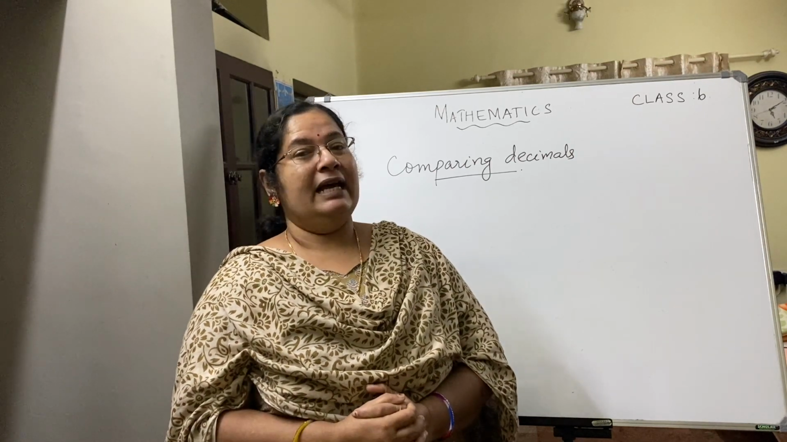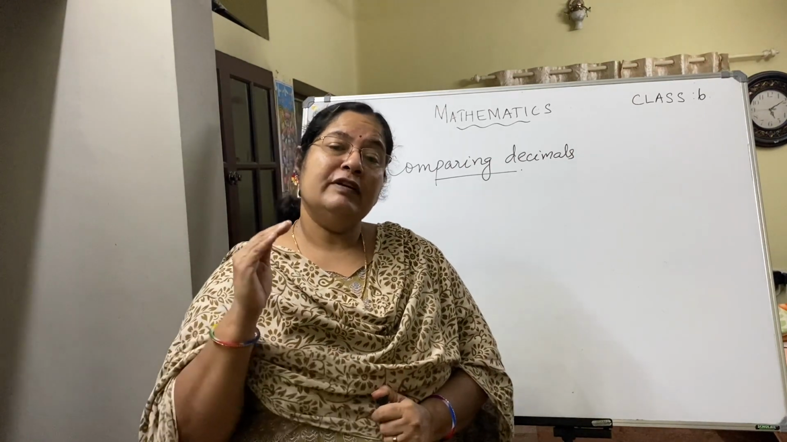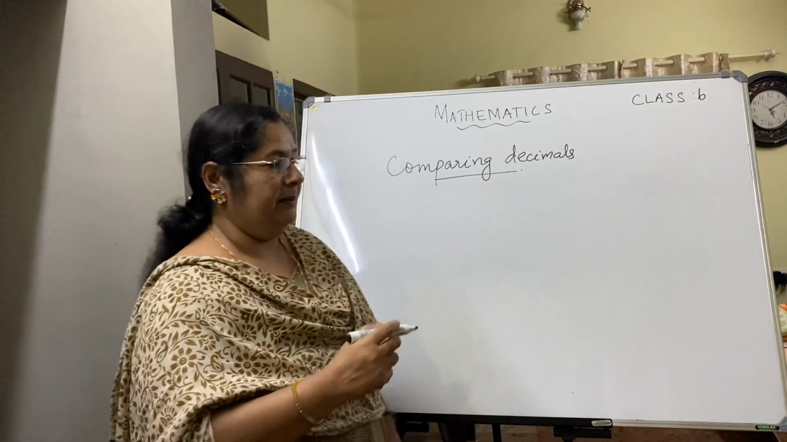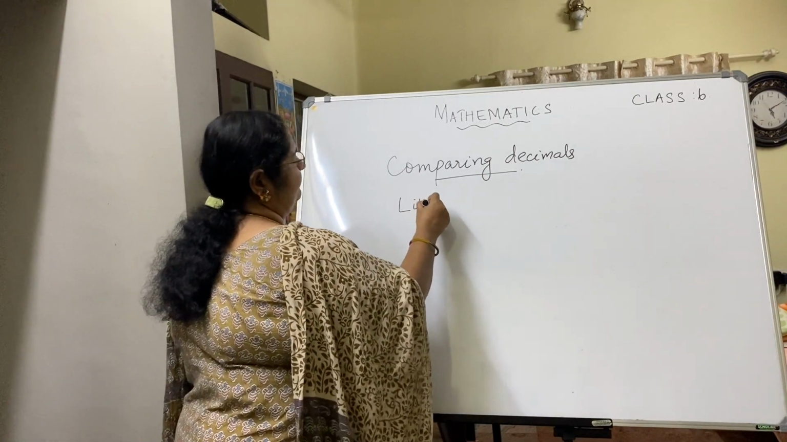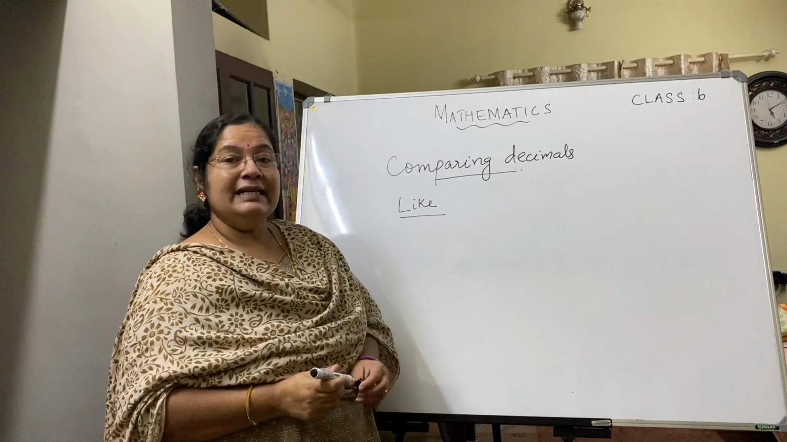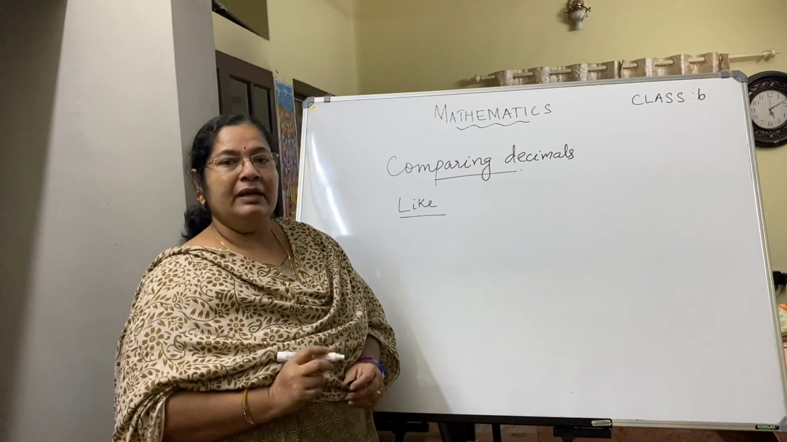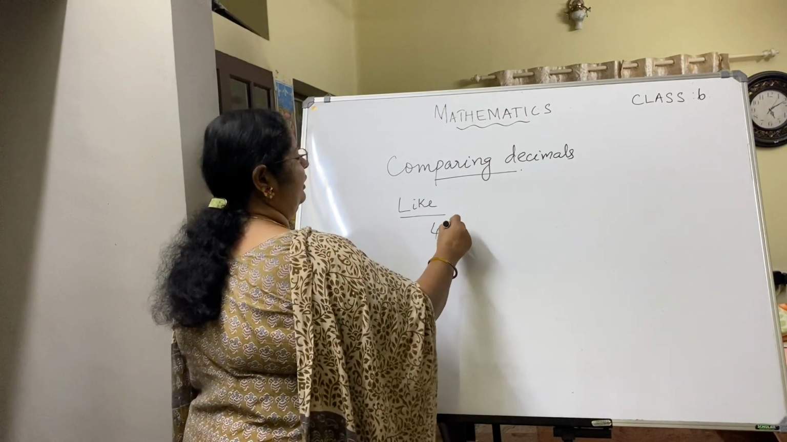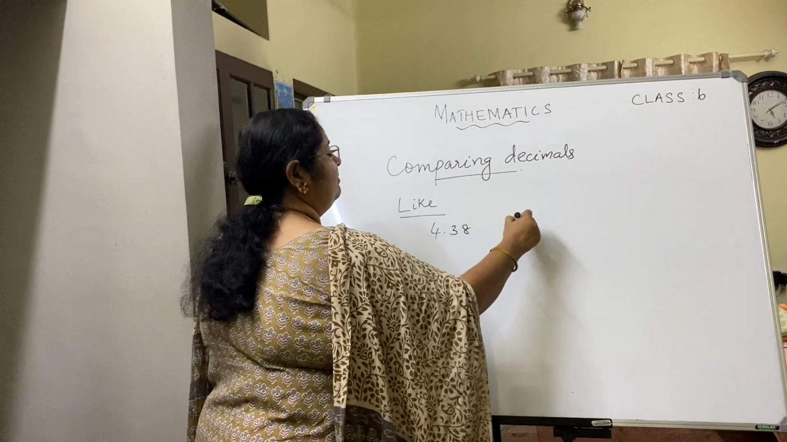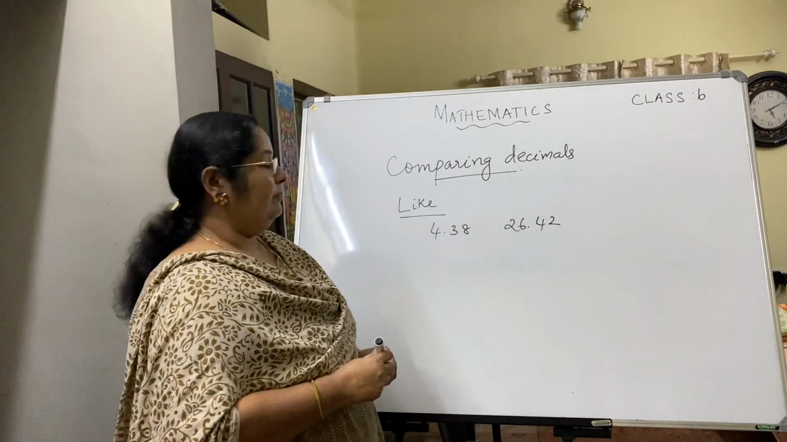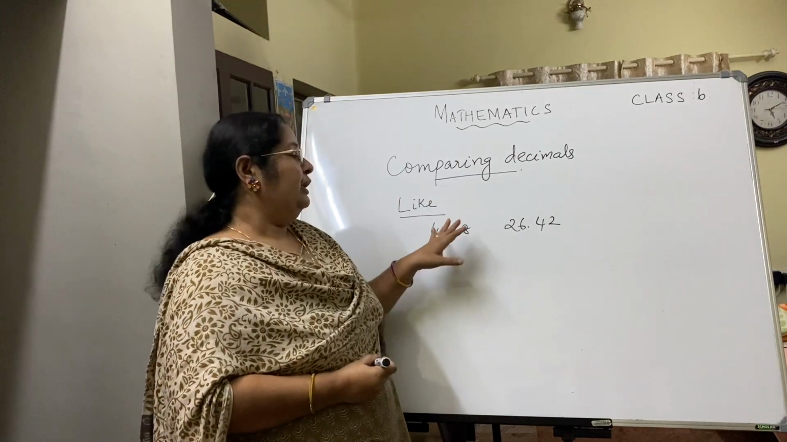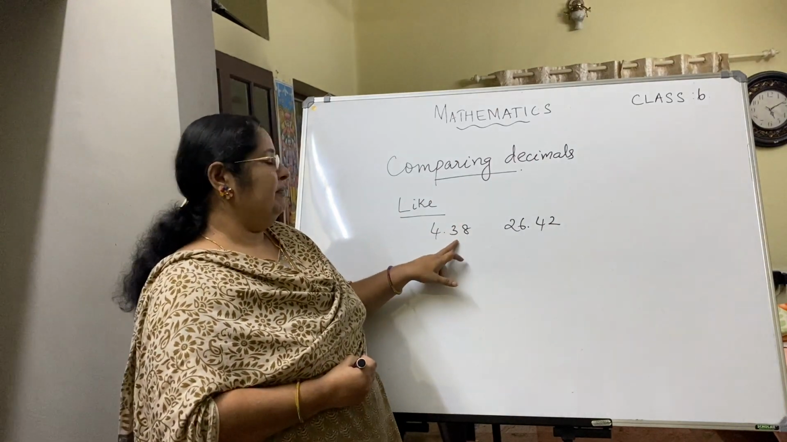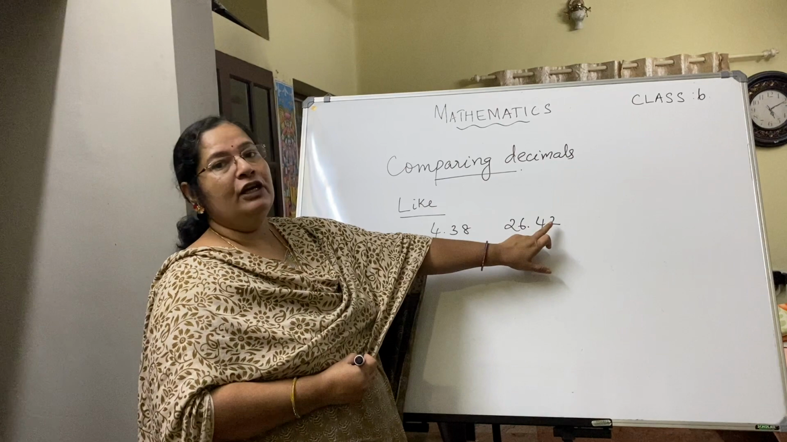If the decimals have the same number of decimal places, then we call them like decimals. So what are like decimals? Decimals having the same number of decimal places. For example, suppose you have 4.38 and 26.42. Here both of these decimals have the same number of decimal places. How many decimal places here? 2. Here also you have 2 decimal places.